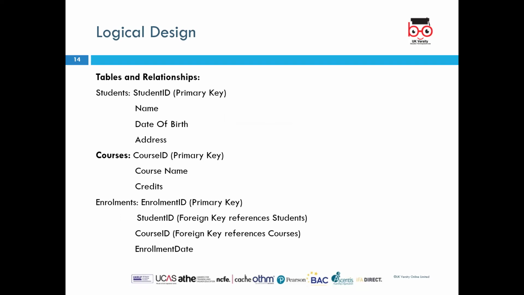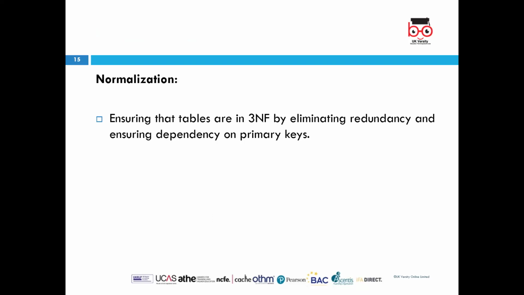Logical design. We have an example here where we have our student ID, which is going to be our primary key, and the student has attributes such as name, date of birth, address, and so on. This happens even for courses and enrollment. Normalization, again, we're going to ensure that our tables are in third normal form by eliminating redundancy and ensuring dependency on our primary key.